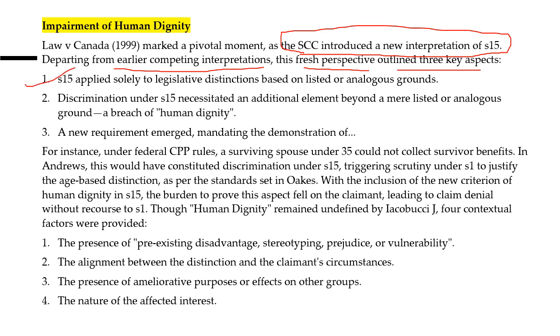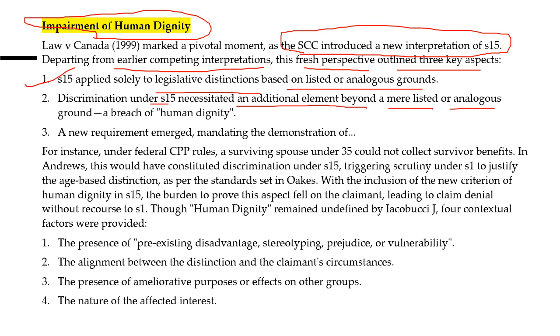Section 15 applied solely to legislative distinctions based on these grounds. What about a discrimination that is impairing human dignity? Discrimination under section 15 necessitated an additional element, which is neither in the listed grounds nor in the analogous grounds. So that is the breach of human dignity. What about a breach of human dignity? How are you going to cover that under section 15? So this demanded a new requirement.